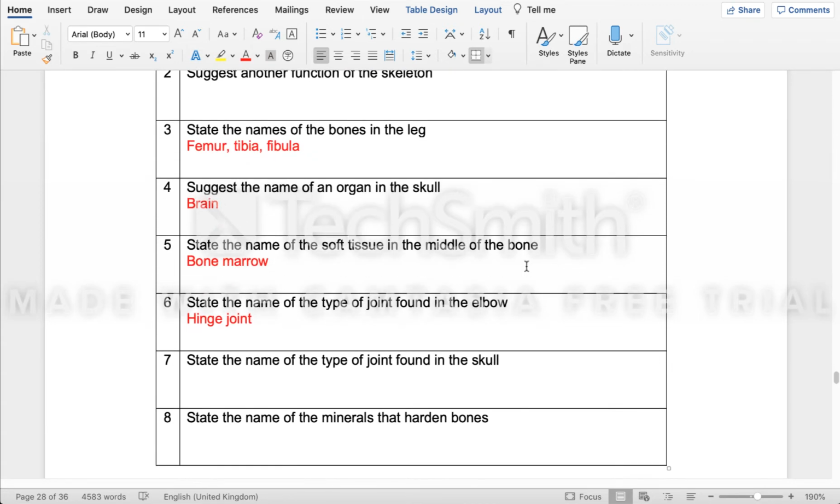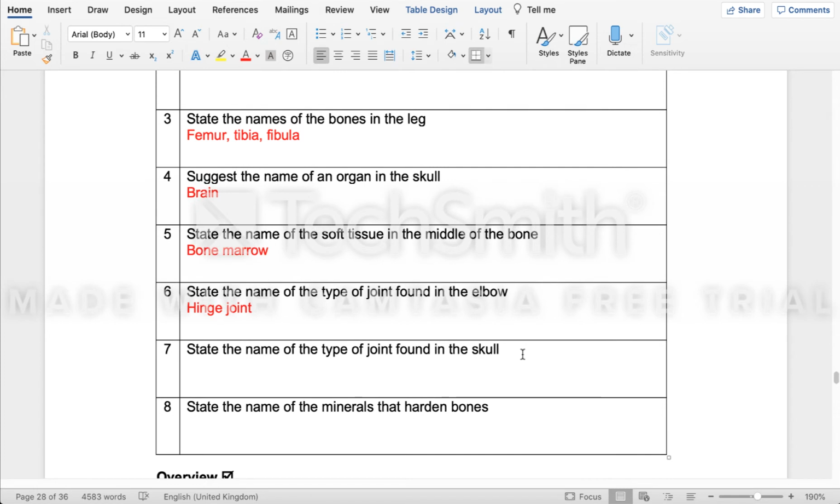Number 7, state the name of the joint found in the skull. Now you know that the skull itself doesn't actually move, it's more your neck. Because you might be thinking, well, my skull moves from side to side or it can turn. That's actually your neck, your pivot joint. So this one is going to be called your fixed joint, because it doesn't move.